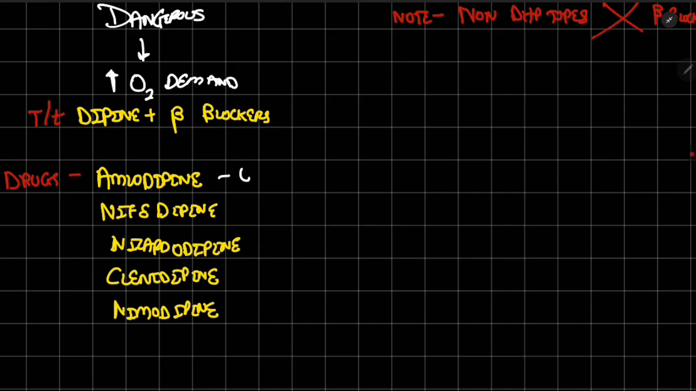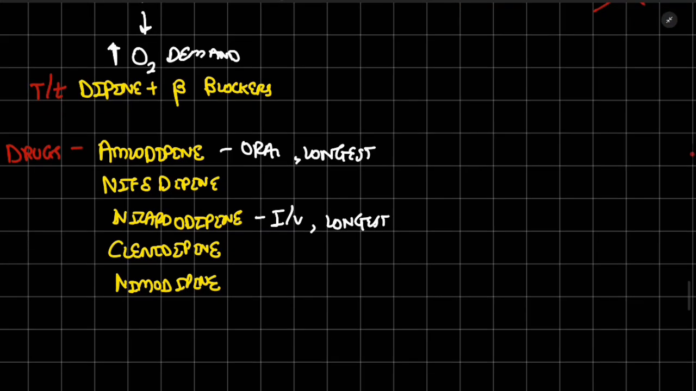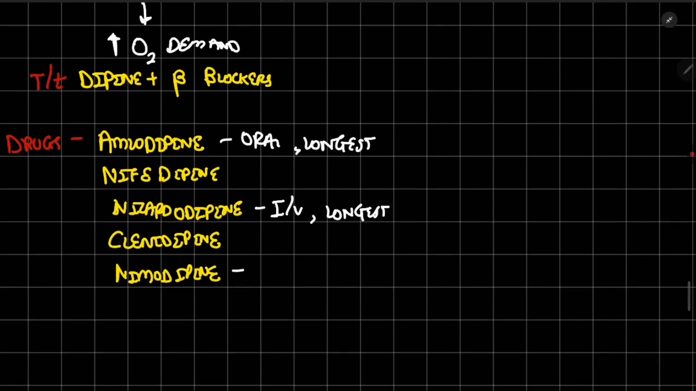Okay, so this is oral and long-acting. Nicardipine is IV and short-acting. Okay, so A and N, amlodipine, nicardipine. Amlodipine is oral and long-acting, and nicardipine is IV short-acting. Then we have nimodipine. Nimodipine, the M word is coming, so it crosses the blood brain barrier. M means meninges, so it crosses the meninges or the blood brain barrier.